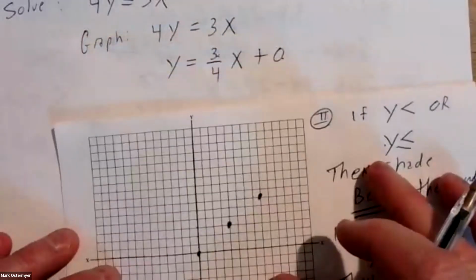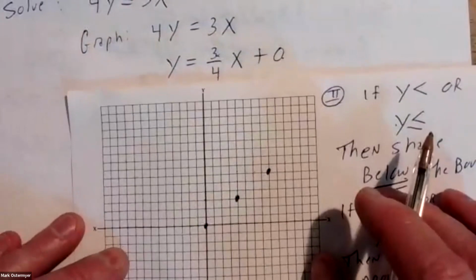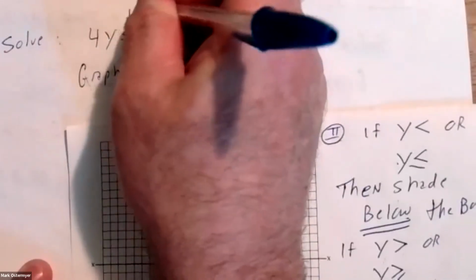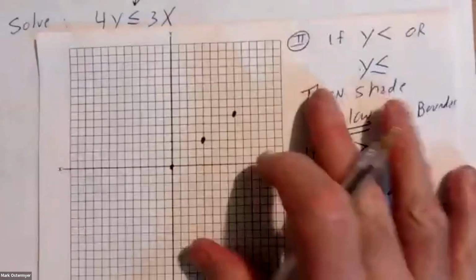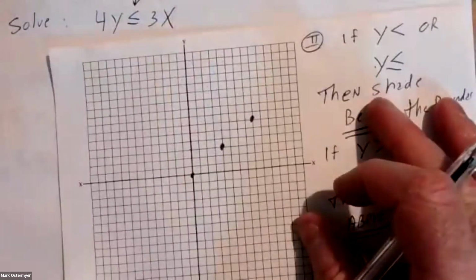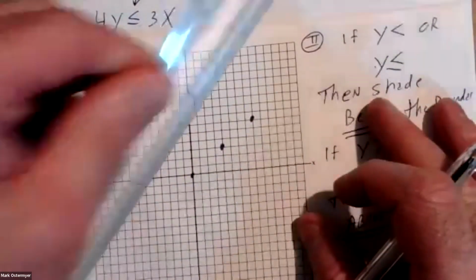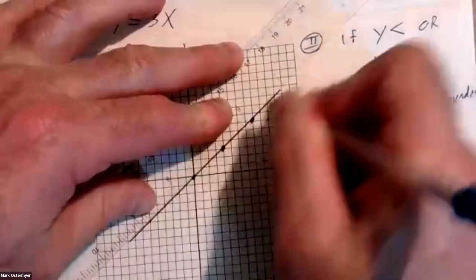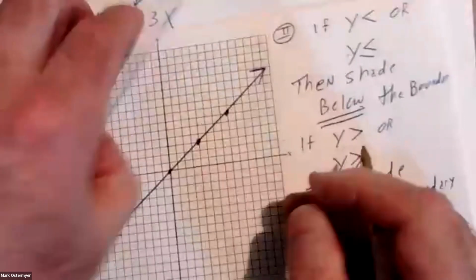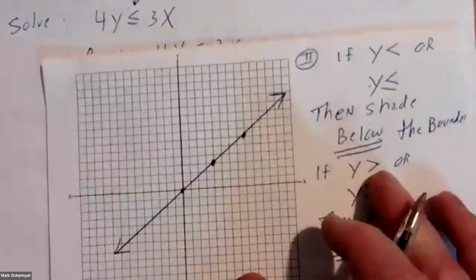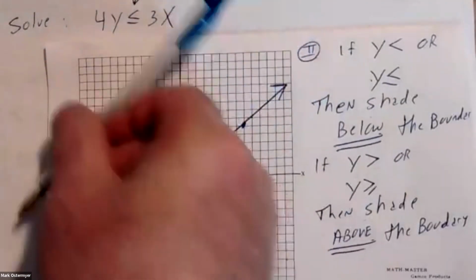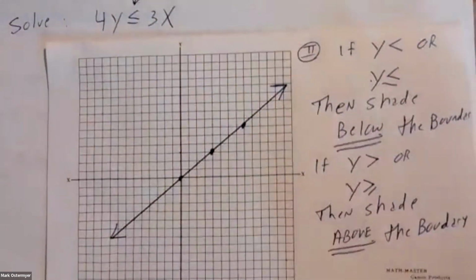Would I put a solid or a dashed line through these points here? Solid or dashed line? Solid, because we have the equal sign as part of our inequality. So I'm going to put a solid line going through these collinear points, and we have graphed the boundary. The only thing that remains now is determining on what side of the line to shade to round out the rest of the solution set of ordered pairs for this inequality.